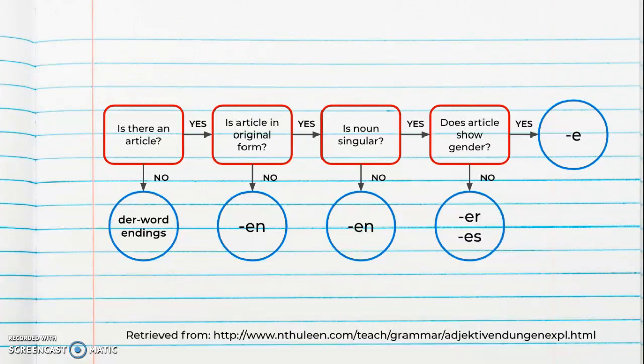There are a series of questions you need to ask, and then depending on the answer, that will determine what you do next. So the first question is, is there an article? If there's not, then we go to the der word endings. If there is, then we go to the next question, is the article in the original form? If it's not, you apply a certain ending. If it is, then we move to the next question, which is, is the noun singular? Again, if it's not, you apply a certain ending. If it is, then we ask, does the article show the gender? If it doesn't, then we have two different endings we could apply, and if it does, there's another ending you could apply. So first we're going to take a look at the first question, is there an article?